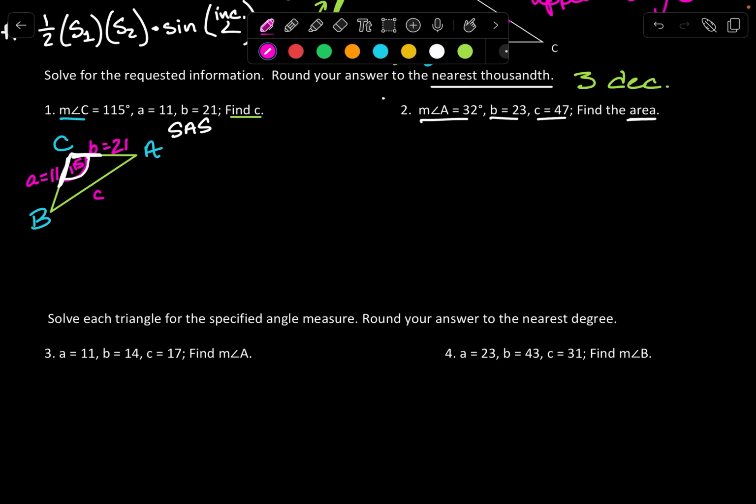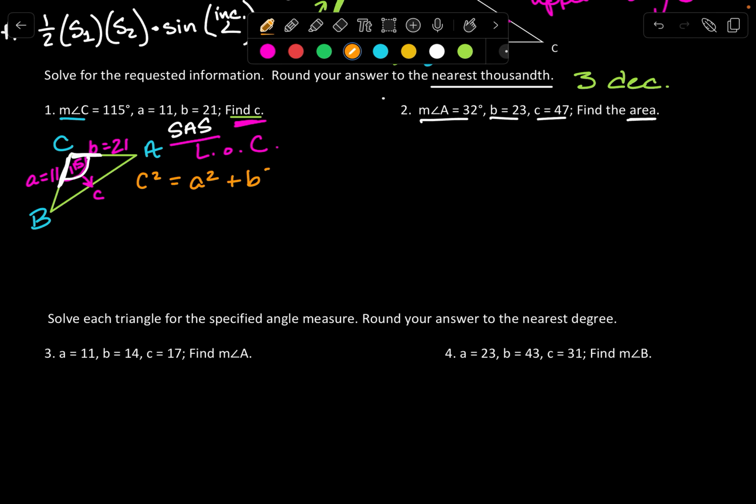We are looking for C, not the area. I don't know what I was thinking. So we're looking for this side across from here. Now, we have side angle side, which means we can use the law of cosines, and we would just set up our equation to solve for C.